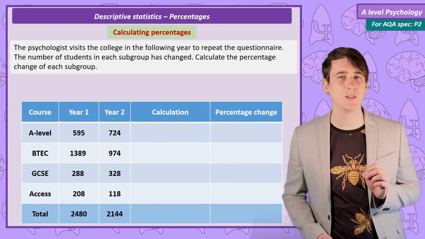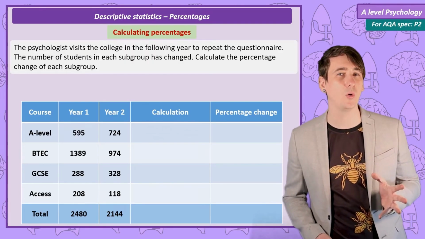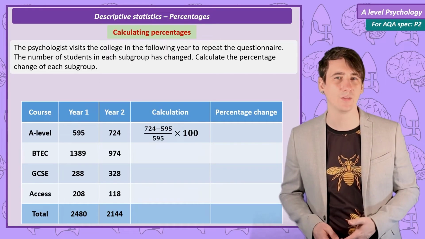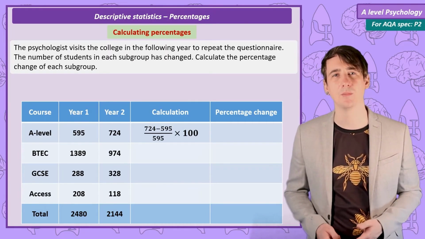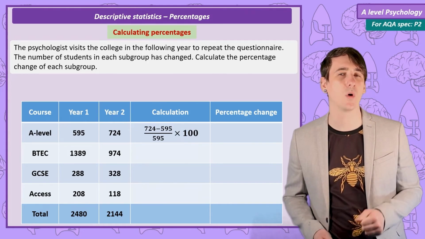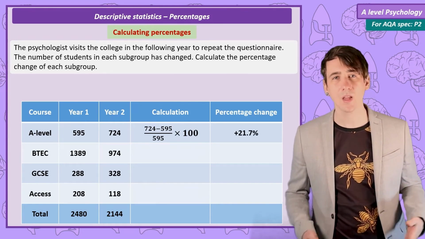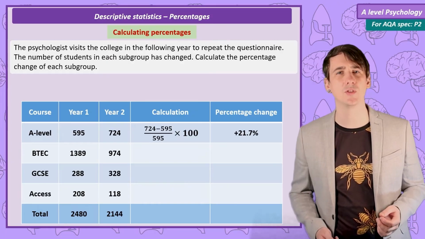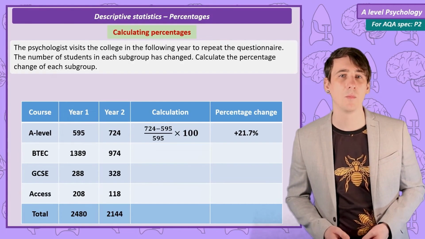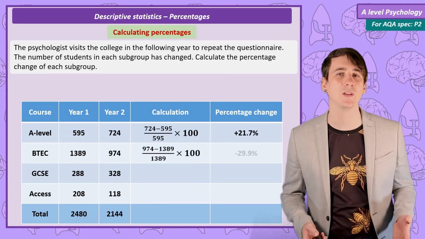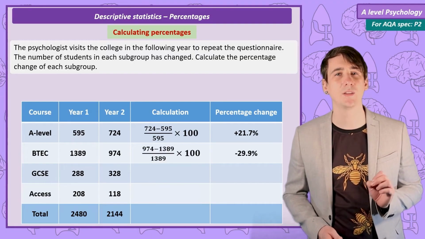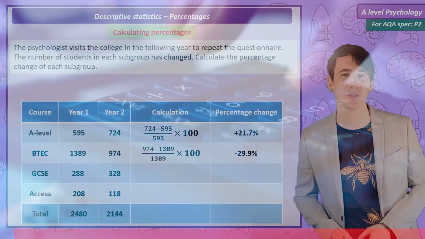Well, to work out the percentage change between two numbers, subtract the old number from the new number, so 724 minus 595, and then divide this by the old number. Then times this by 100. That gives us an increase of 21.7%. Let's say the number of BTEC students reduced from 1,389 to 974. Using the same calculation, we get minus 29.9. Of course, the minus means there's a decrease in the number of BTEC students.